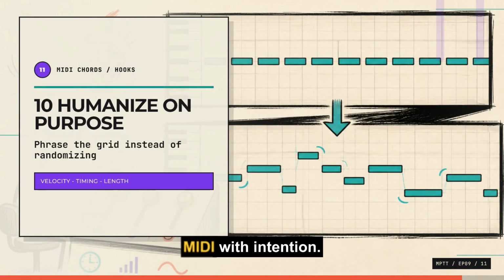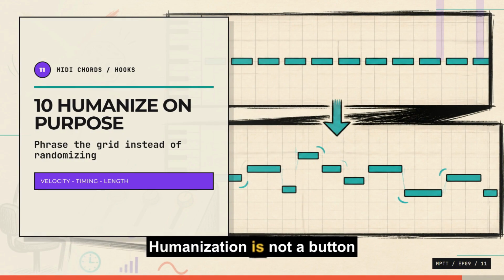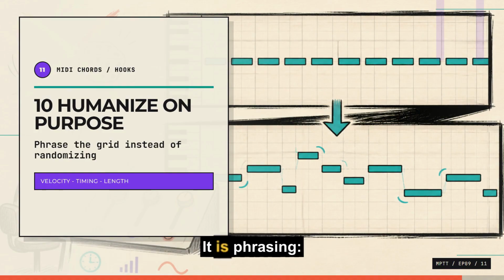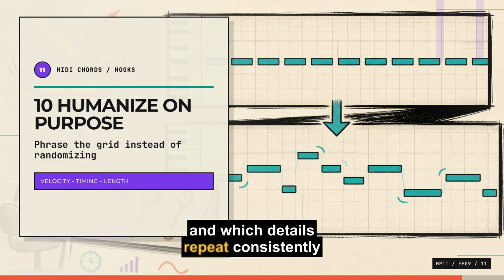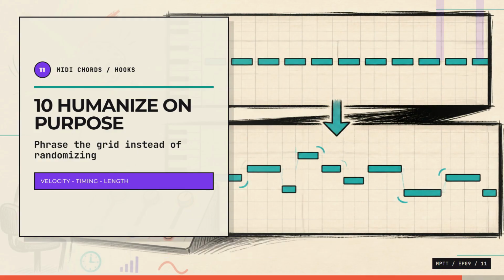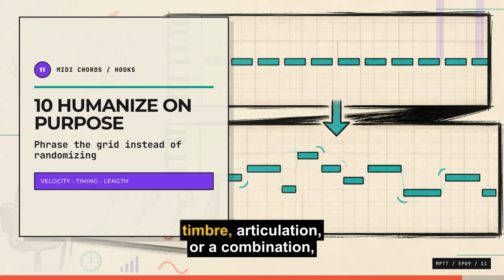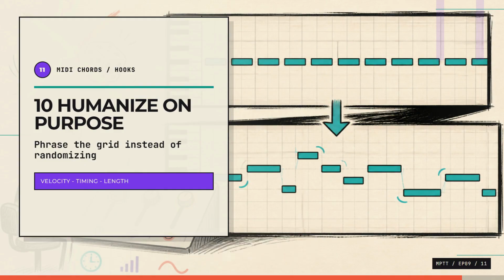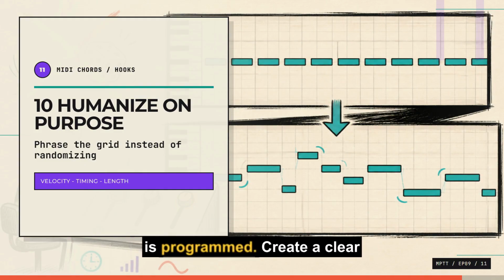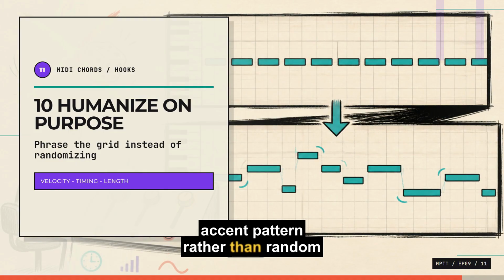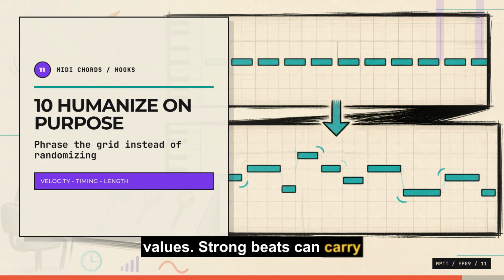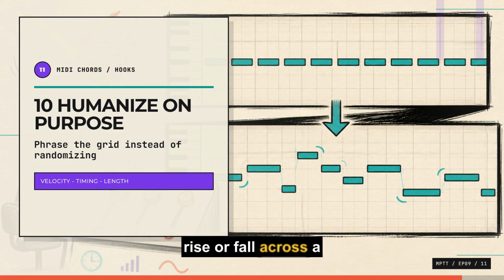Now humanize the MIDI with intention. Humanization is not a button that makes every note randomly early, late, loud, or soft. It is phrasing, deciding which notes lead, which notes relax, and which details repeat consistently enough to create a groove. Start with velocity. On many instruments, velocity can affect loudness, timbre, articulation, or a combination, depending on how the instrument is programmed. Create a clear accent pattern rather than random values. Strong beats can carry more weight, pickup notes can be lighter, repeated chords can rise or fall across a phrase.